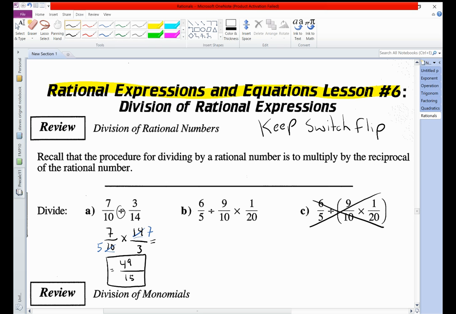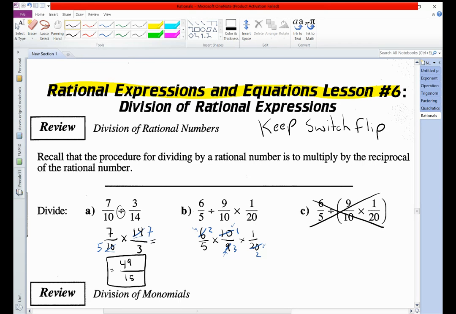The next example, we have 6/5 divided by 9/10 multiplied by 1/20. So we're going to keep, switch, flip the first one, 6/5, and now we're going to multiply 10/9 and multiply 1/20, and then we can do some reducing, especially with, first of all, the 6 and the 9 can reduce to, if we divide both of those by 3, then that becomes 2, that becomes 3, and then we can do the same thing with the 10 and the 20. We can divide both of those by 10, so that becomes 1, and that becomes 2.